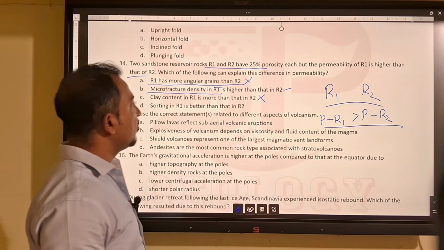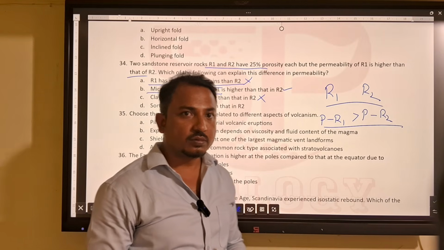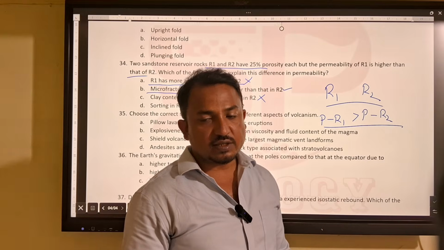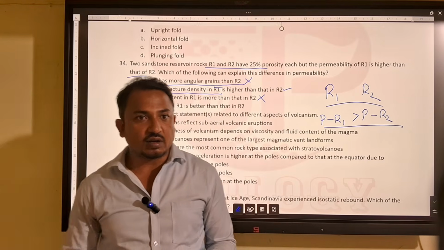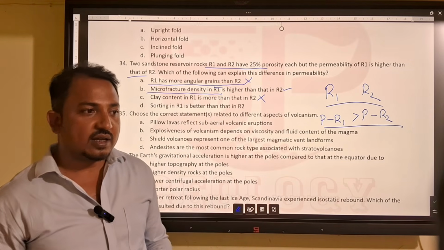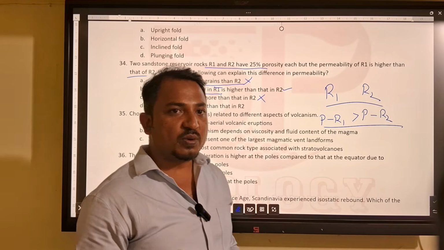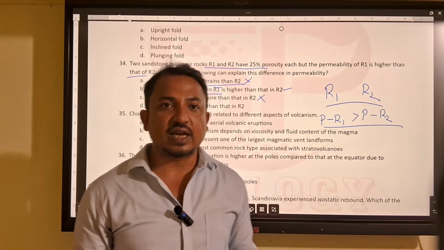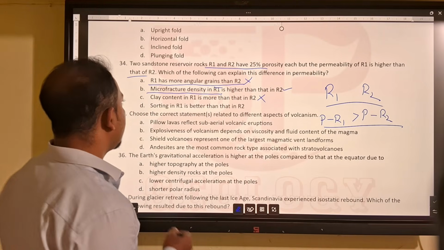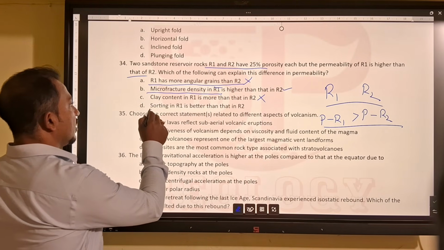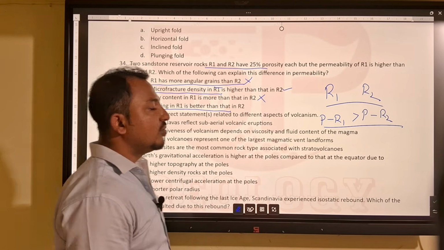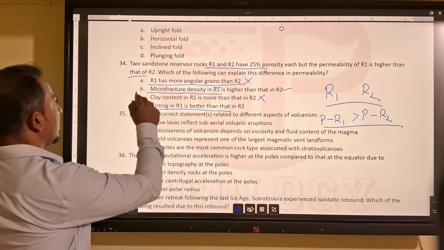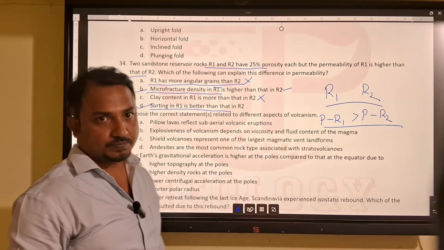Then, sorting in R1 is better than R2. Sorting means the distribution of grain size. If a rock contains a similar grain size, then it is more porous than a rock that is ill sorted, which consists of different sized grains. So that's why it can be a cause for R1 to be more permeable than R2. So these two will be correct, B and D.